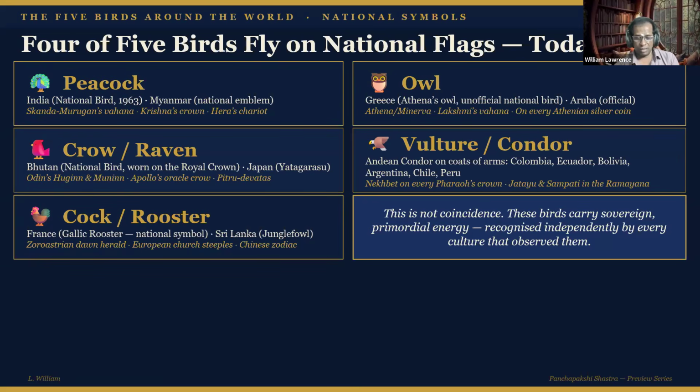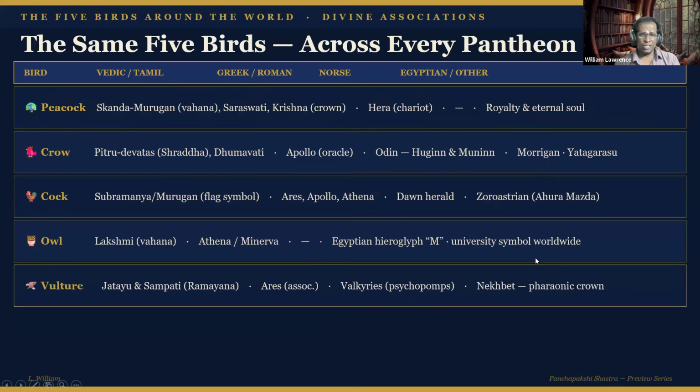Cock, rooster, or technically the hen. It is the Gallic rooster, the national emblem of France. In Sri Lanka, it is a jungle fowl. It is very important in Zoroastrianism, and a symbol on European churches. The Chinese zodiac rooster is one of the, I think, 12 symbols of birds and animals. The owl is related to Mahalakshmi, Greece, Athens, Minerva, many other places. The vulture is used for many purposes, and is supposed to be Saturn's Vahana. So these birds are very, very sacred birds.